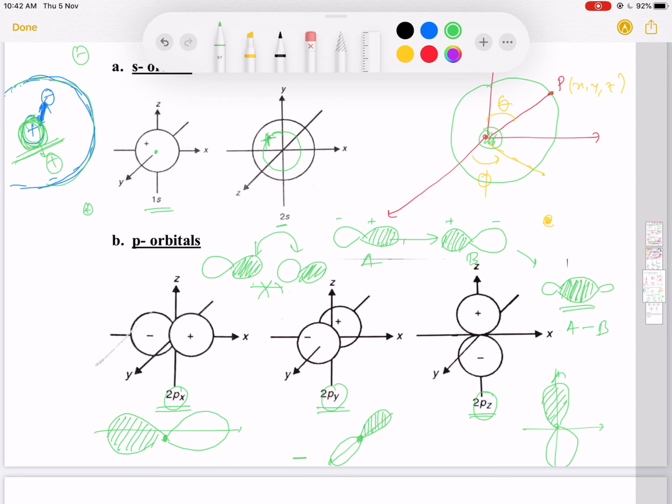Now see, the angular part tells us about these boundary conditions. So the shape of the orbitals comes from the angular wave function.